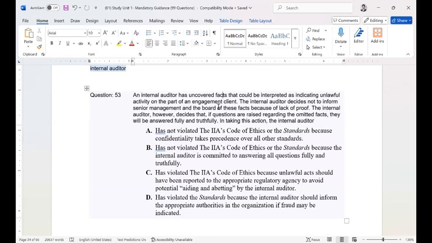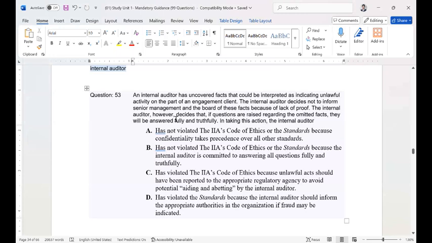There seems to be some unlawful activity, but there is no evidence. So the internal auditor keeps quiet, but he says if I'm asked later, I will answer truthfully. Because of which? What do you think? B. It is B. Has not violated the code of conduct because the internal auditor is committed to answering all questions. No, I don't think B is the answer. Anyway, let's see. I could be wrong.